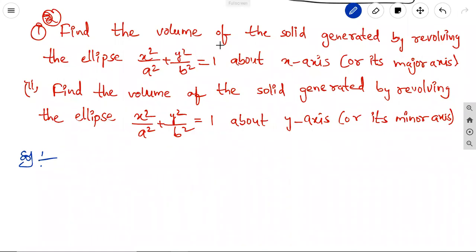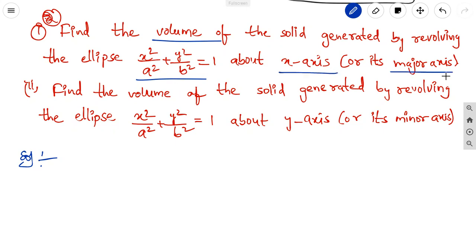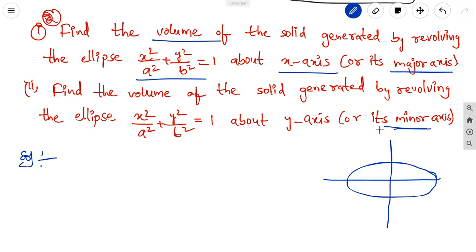Next problem, find the volume of solid generated by revolving ellipse x square by a square plus y square by b square equal to 1 about x-axis. X-axis is a major axis. That is, we can draw the ellipse. This is the major axis. So for the major axis, minor axis is the y-axis.